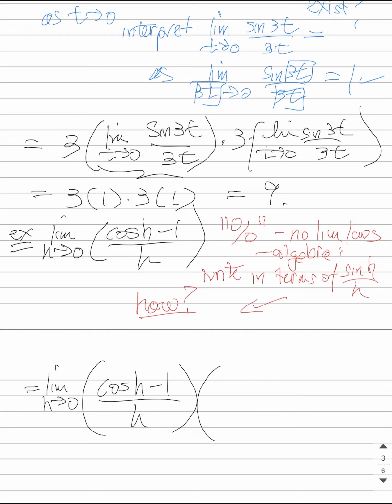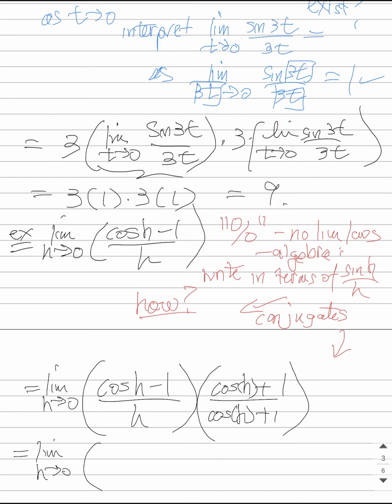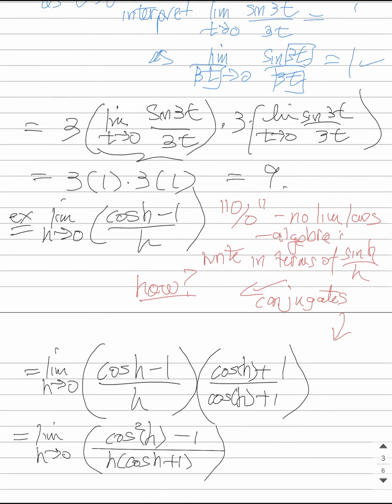Now, just like before when we talked about roots and we talked about conjugates, there's going to be another conjugate idea appearing here as well. Except the conjugate isn't going to involve roots. It's going to be a conjugate of the upstairs. So upstairs, I'm going to multiply this expression by the cosine of h plus 1 divided by itself. So if you look at the top, it's going to end up giving me cosine squared of h minus 1. And I'm just going to leave the bottom factored as it is. So that's really a non-issue there.